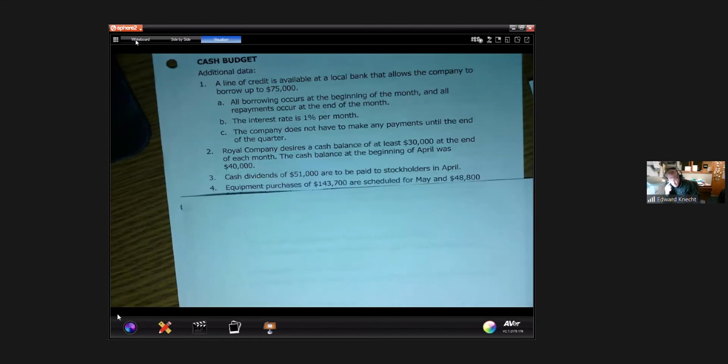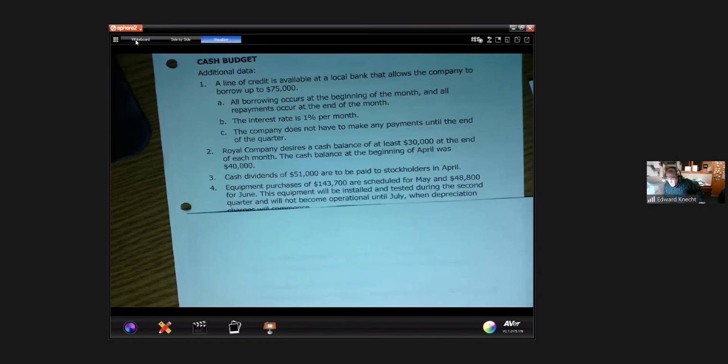Equipment purchases are scheduled for May, $143,700, and for June, $48,800. The equipment will be installed and tested during the second quarter and will not become operational until July, when depreciation charges will commence.